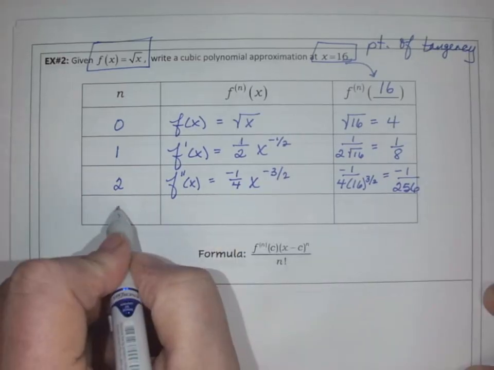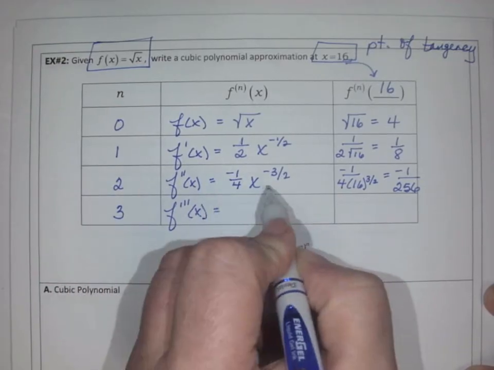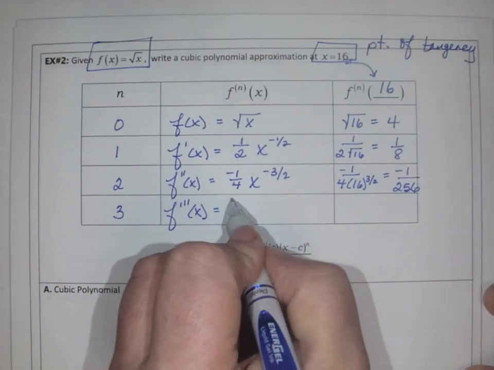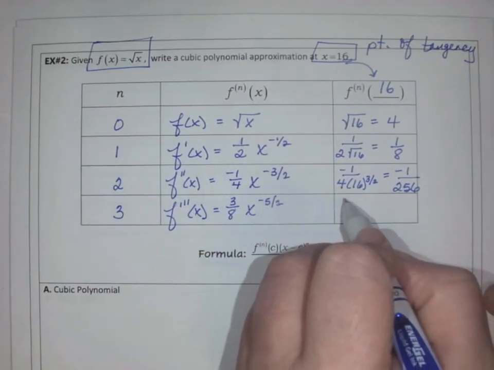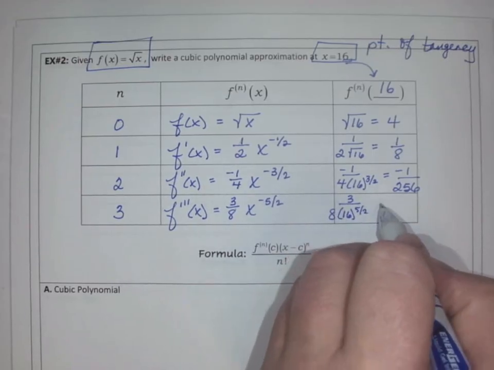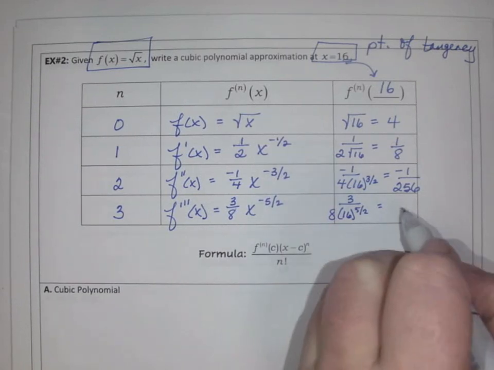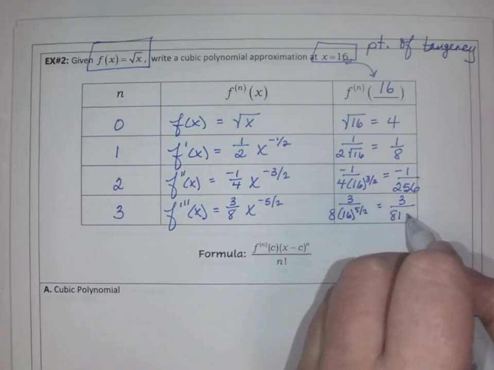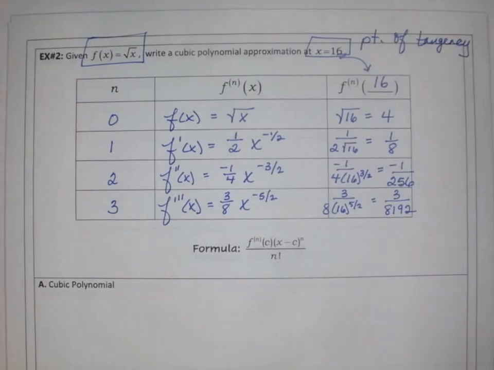All right, and then for our last one, 3, we have f triple prime of x. Bring my negative 3/2 in front, and we would have a positive 3/8, x to the negative 5/2. So that would be 3 over 8 times 16 to the 5/2. So that would be 8 times 4 to the 5th, which is 8192. So we have 3 over 8192. Now, you would not have to do this without a calculator. You could have a calculator for these numbers.